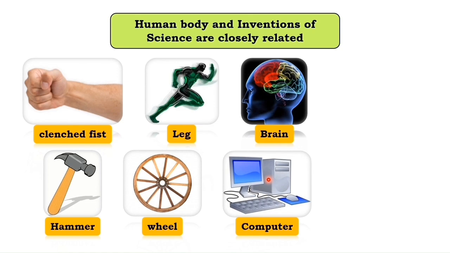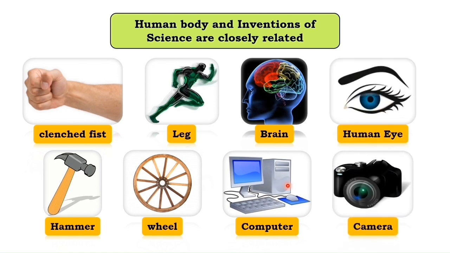Am I clear everyone? Okay, now let us see the last example, how human eye and camera are related. So first of all, both the eye and the camera have a convex lens, which focuses light onto a light-sensitive material. And they both produce an inverted image. Remember that, okay? So guys, these are the few examples of how human body and inventions of science are closely related. So I hope there is no doubt.